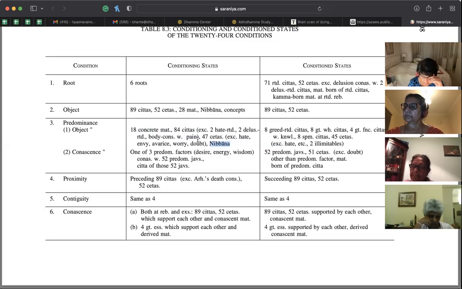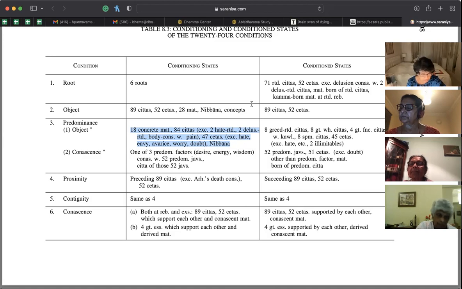What is arammana adhipati? It is the condition where the conditioning state as object dominates over the mental states which take it as their object. Only those objects which are esteemed, cherished, or strongly desired can become the conditioning state in this relation. Now, again, look at this: 18 concrete matter.